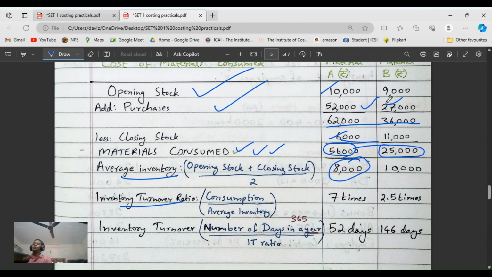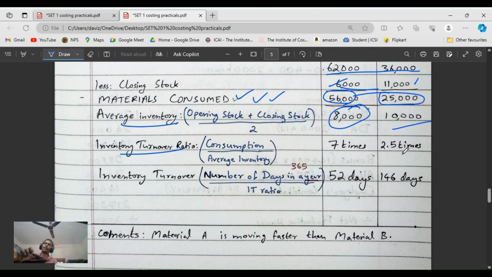Okay, what is the average inventory of B? Opening stock is 9,000, closing stock is 11,000. So 9,000 plus 11,000 by 2, which is 10,000. We found the average inventory. So we found the material consumed and average inventory.